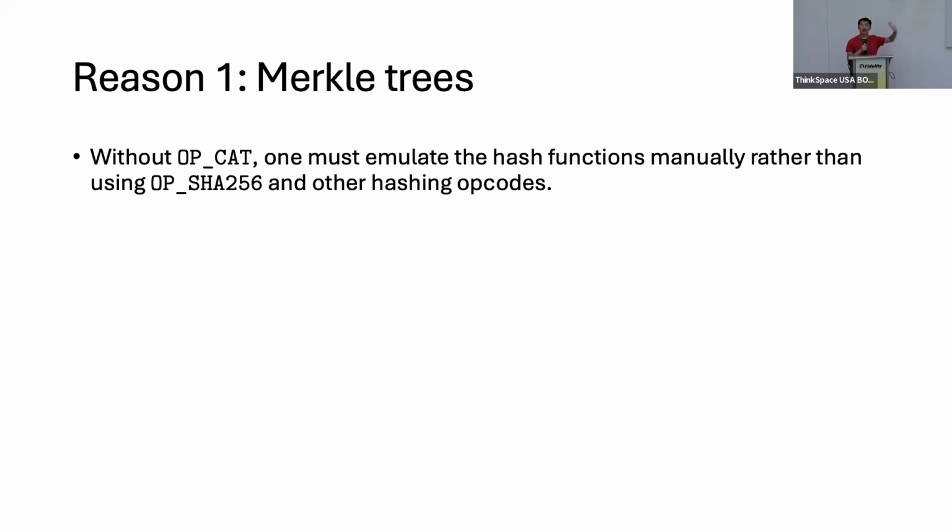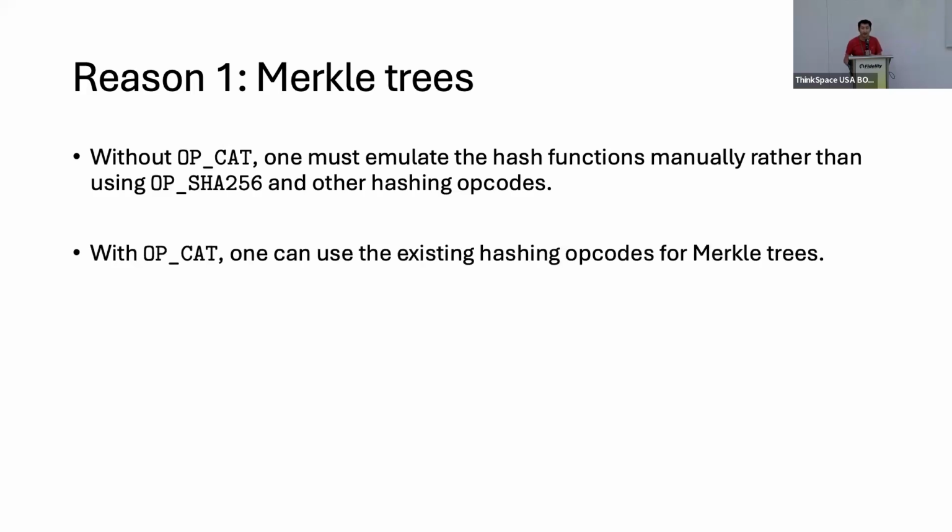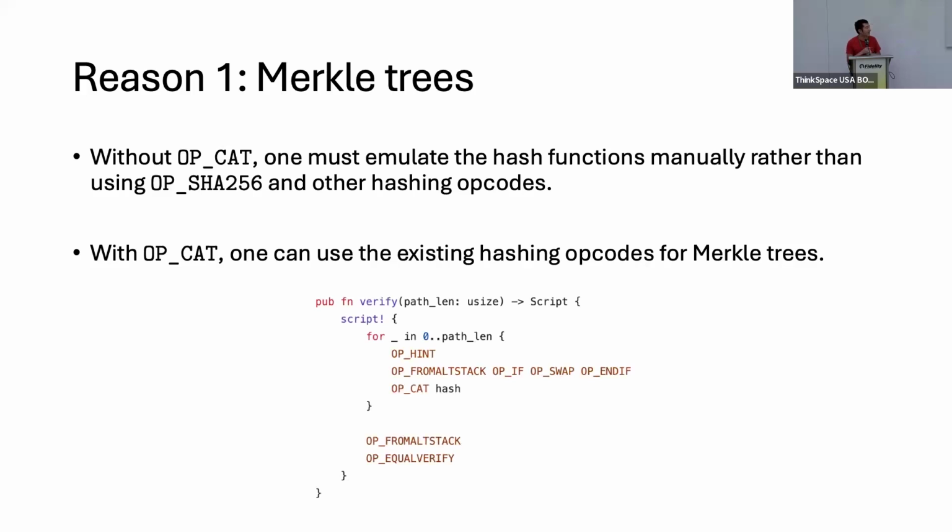You cannot just use the hash opcode to do the hashing. You have to write your own SHA-256 implementation in Bitcoin opcode, and that can be very inefficient. But with OPCAT, you can do that very easily. And here I actually have the code. It was written in a little bit of a pseudocode way, but this is the actual Rust code that is being used to generate the script for the Merkle tree. But it's actually very simple.